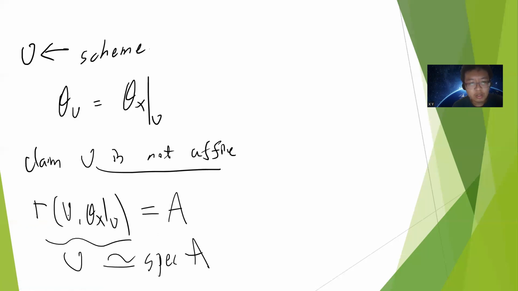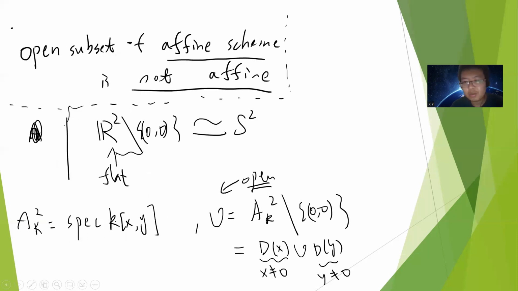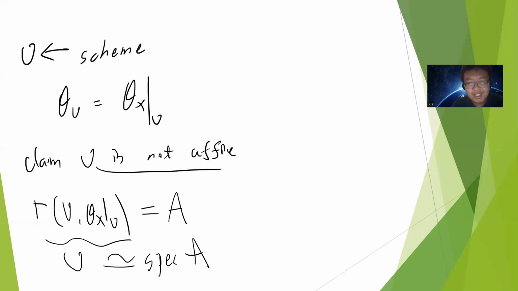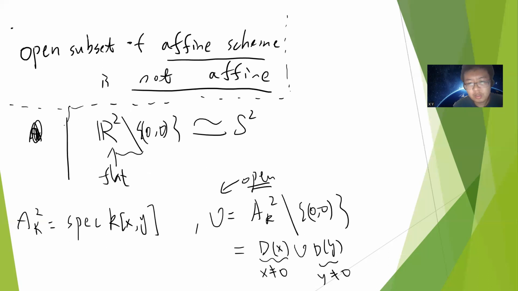So what is the global section of this U, O_U? This is simple because we can ask what are the functions on D(x). In this example, it is simple, because I already know U is D(x) union D(y). So I can ask what is the function on D(x).